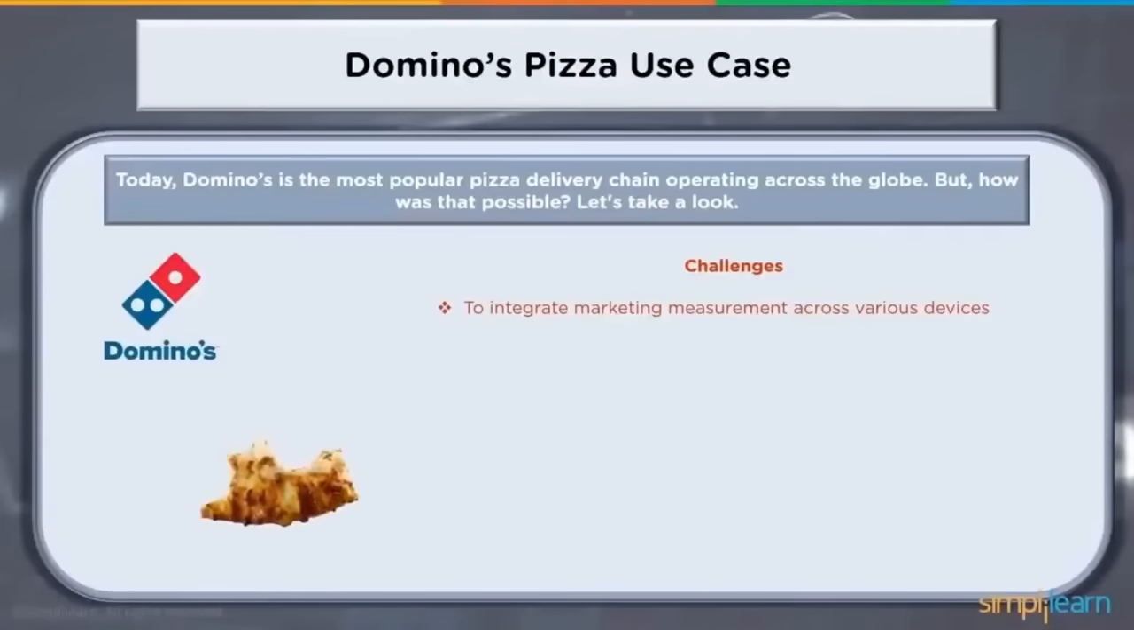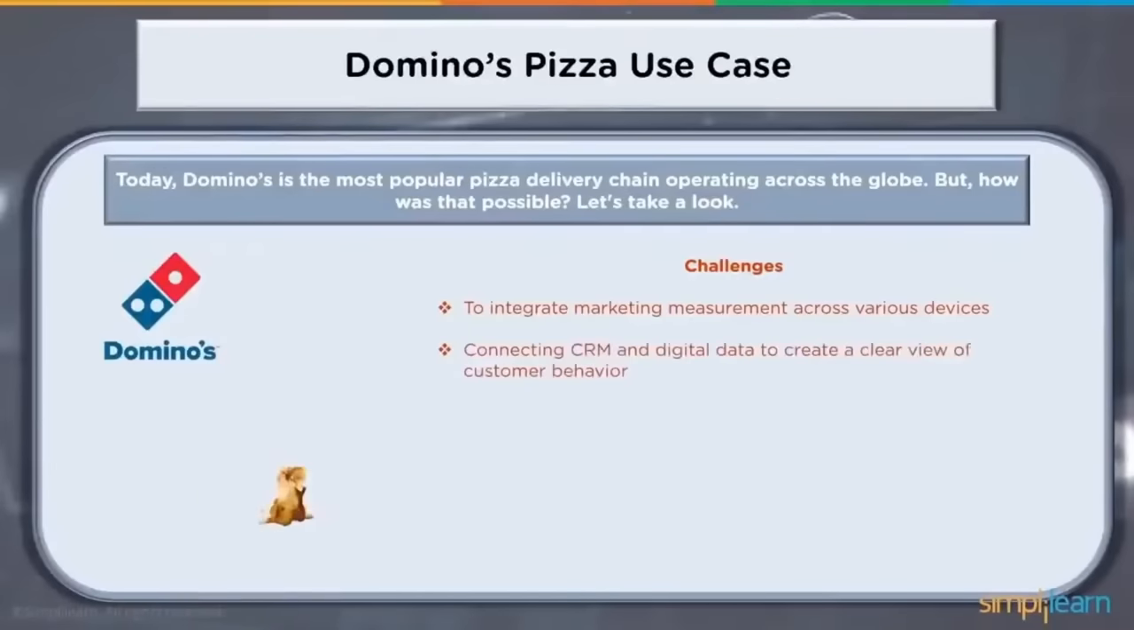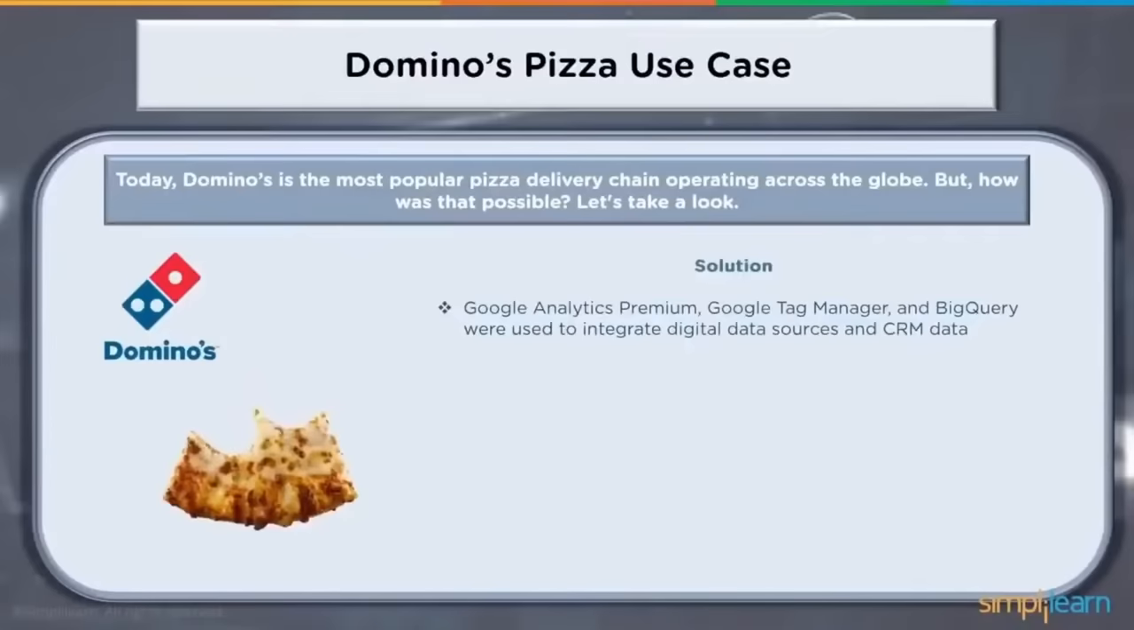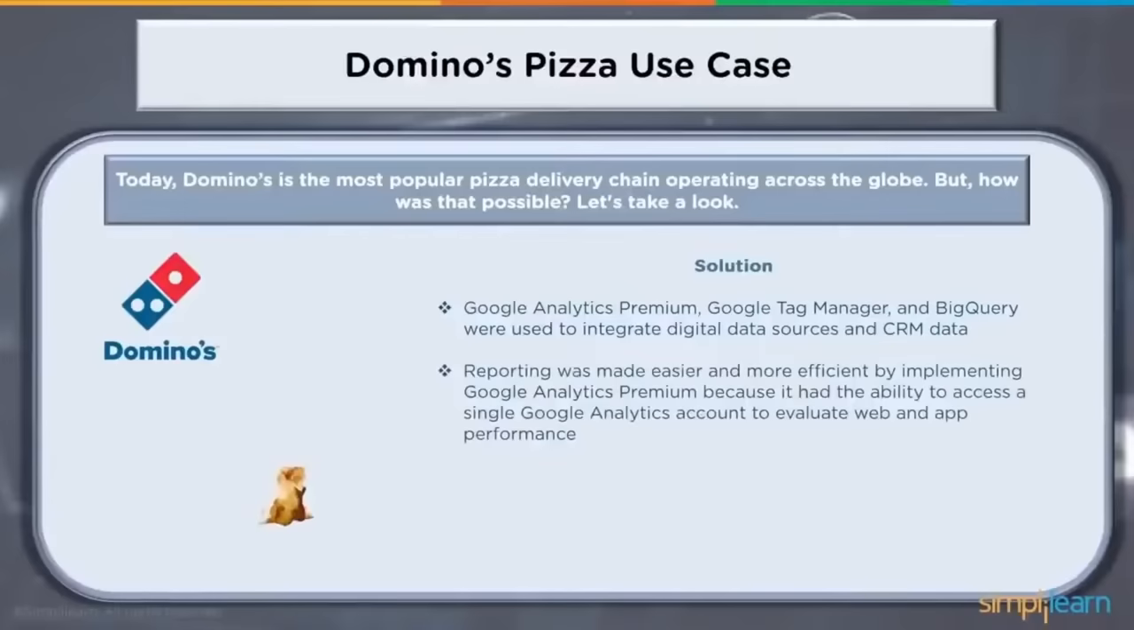Let's take a look. The challenges were that they wanted to integrate marketing measurement across various devices, connecting CRM and digital data to create a clear view of customer behavior, to make cross-channel marketing performance analysis easy and efficient. For these challenges, the solution was using Google Analytics Premium, Google Tag Manager, and BigQuery, which were used to integrate digital data sources and CRM data. Reporting was made easier and more efficient by implementing Google Analytics Premium because it had the ability to access a single Google Analytics account to evaluate web and app performance.